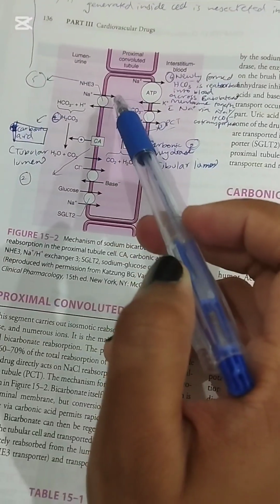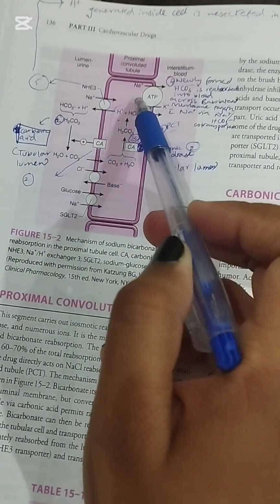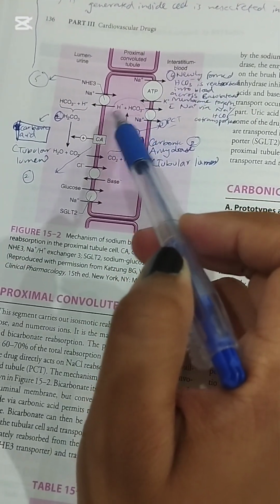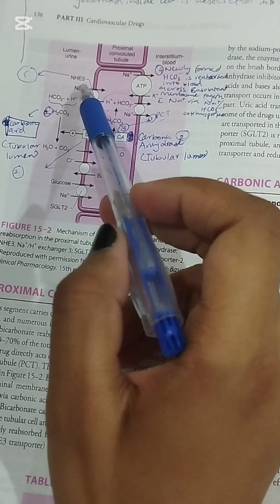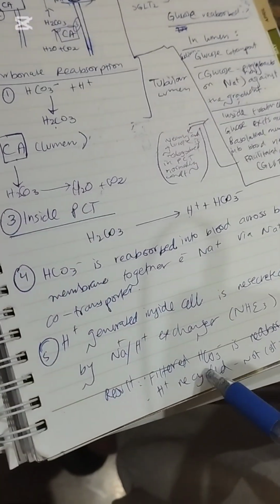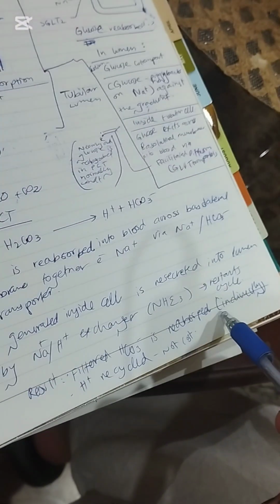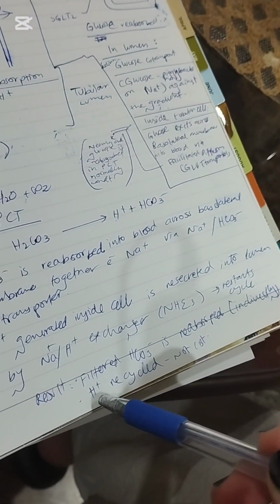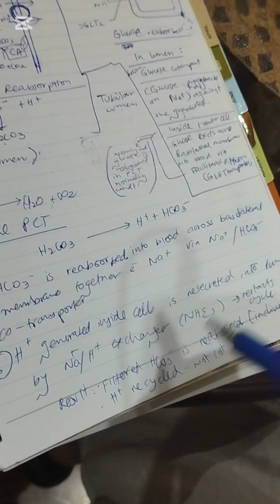So here we can see NHE3. Sodium is going to go inside the cell and hydrogen ions are going to be secreted out. This is going to happen through the sodium hydrogen exchanger pump. And so the result is that filtered bicarbonate is reabsorbed indirectly and hydrogen ions are recycled and they are not lost.